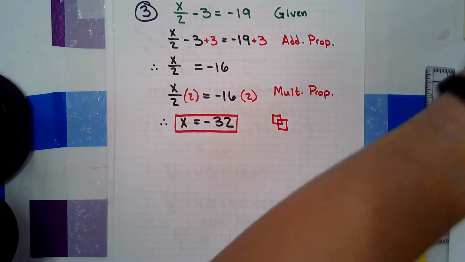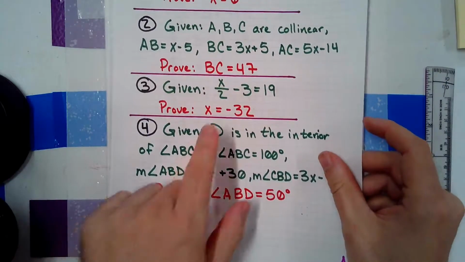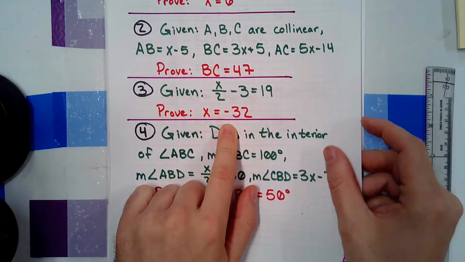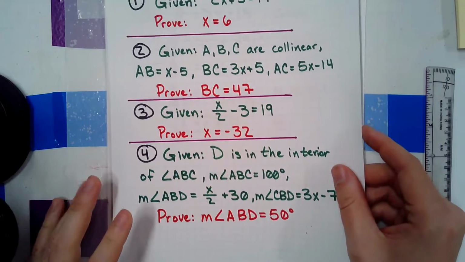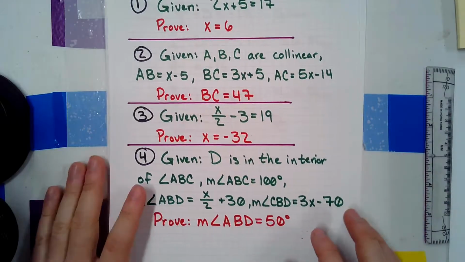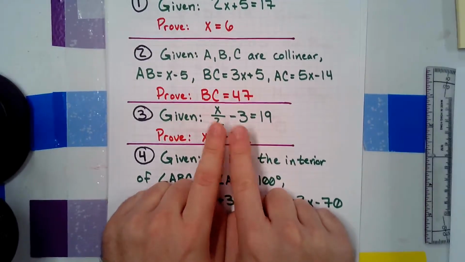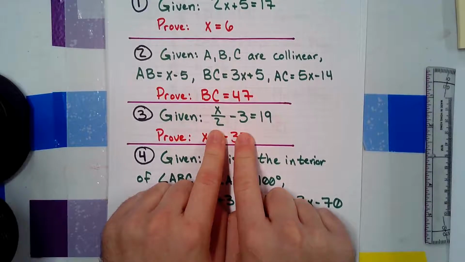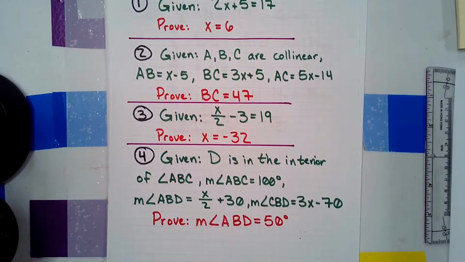Okay, so next one, number 3, says prove that x is negative 32. We're not going to run through this. I'm not going to make you guys write it. We're just going to talk about it. So what properties of equality am I going to need to use? Addition at some point, and then what else? Multiplication at some point. Do it in any order you want, right?